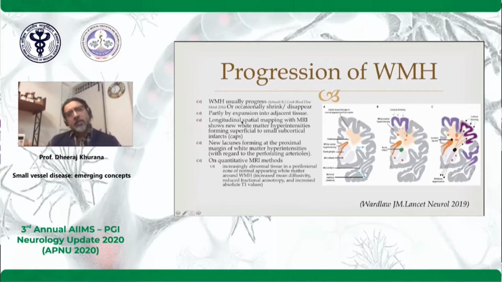And what actually happens is it expands into the adjacent tissue. So likely there is damage. It's believed that the tissue surrounding the initial small white matter hyperintensity also suffers damage, and then there is progression. So clearly the extension happens along the previously present white matter hyperintensities, and superficial to them, and on the caps, as the small subcortical infarcts are called. And lacunes keep getting formed in the proximal margins of the white matter hyperintensities. And this is likely related to the perforating arterioles.